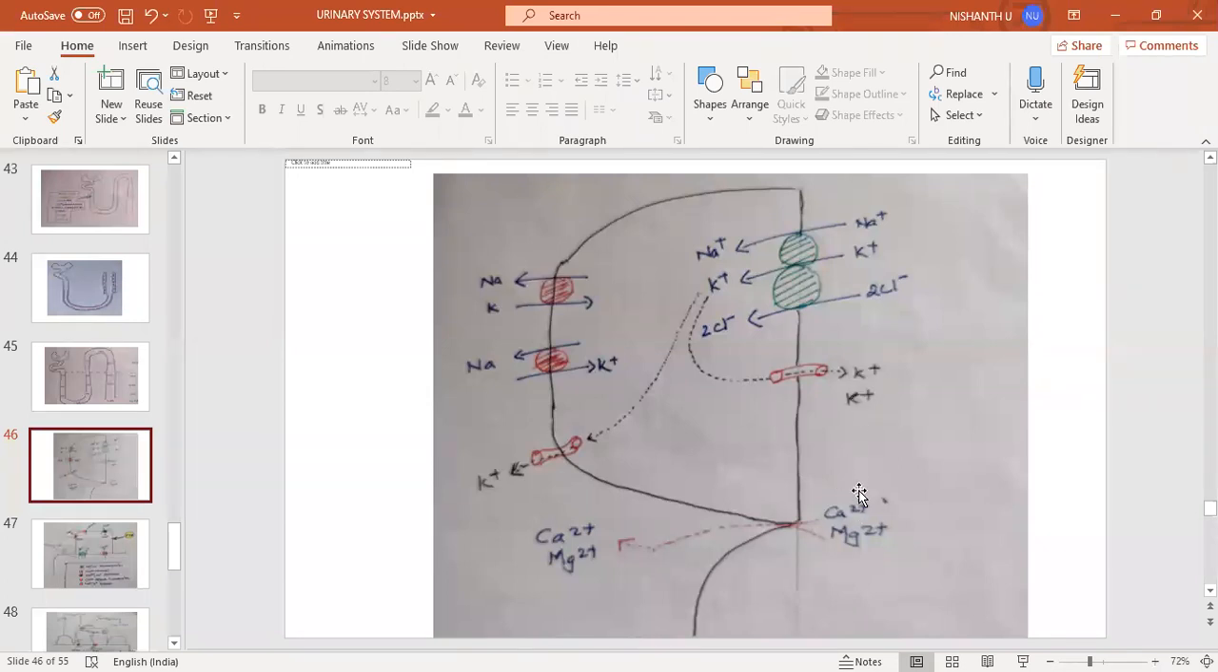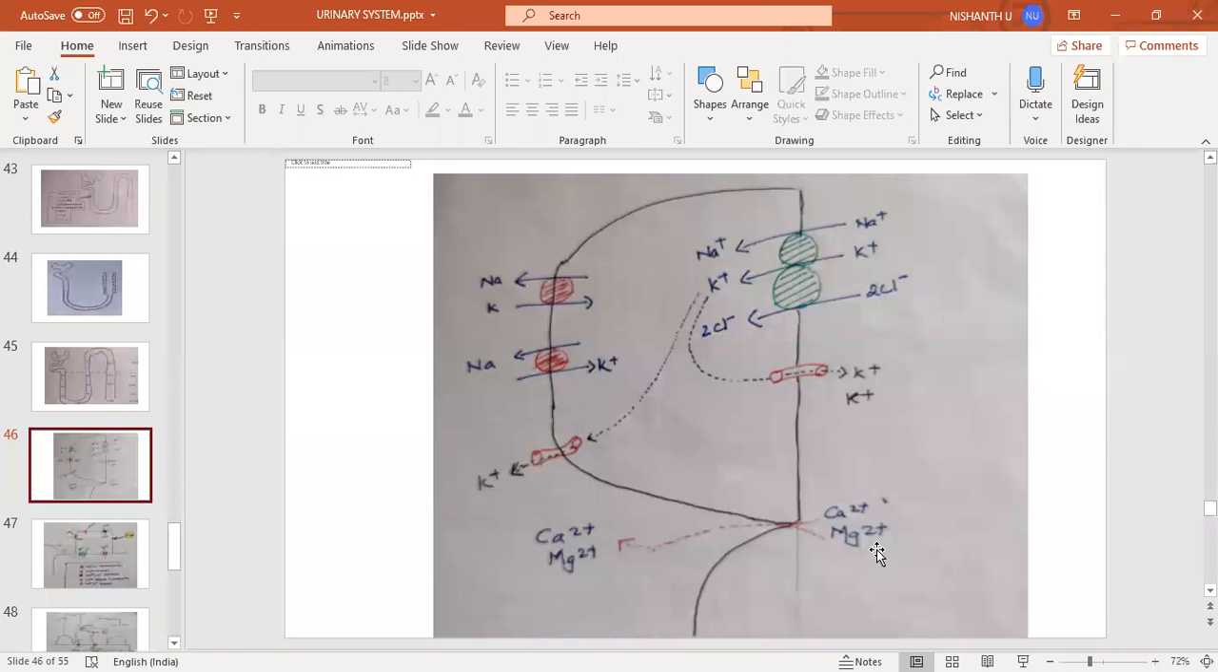So what will this potassium do? It will block the entry of this calcium and magnesium, and then it will try to kick out this calcium and magnesium from the tubular fluid. Then calcium and magnesium both will move out of the tubular fluid between the cells. This is one cell and this is another cell. Through the gap between the cells, the calcium and the magnesium will move out, that means out of the tubular fluid. Remember, this is also reabsorption.